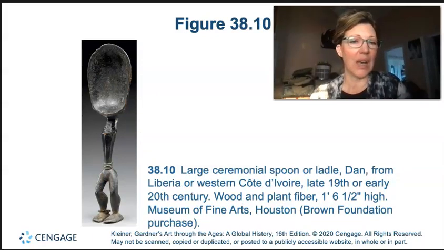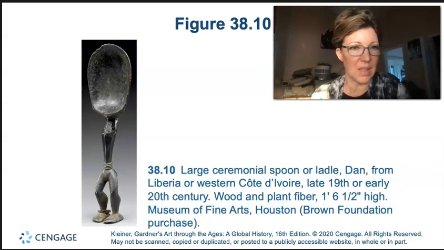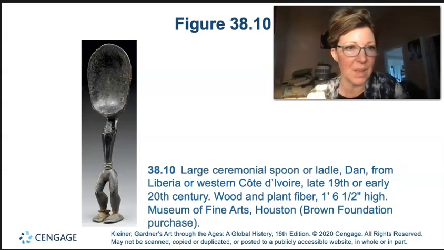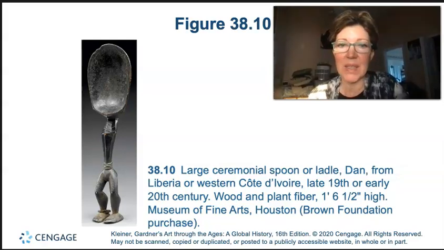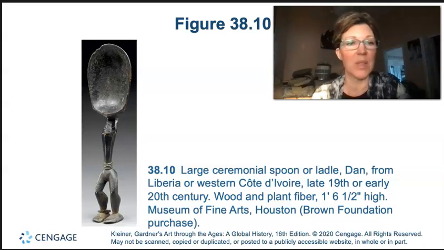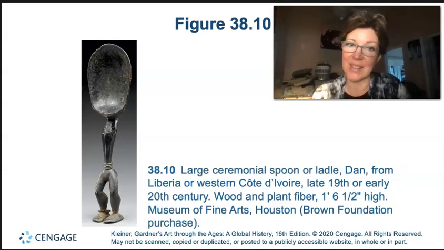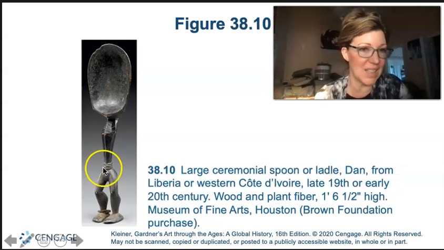It's cool. The large ceremonial spoon or ladle, called a dan, from Liberia or Western Ivory Coast, late 19th or early 20th. It's made of wood and plant fiber. I would have guessed that was made of metal, but nope. Dan ceremonial spoons are a reflection of the rice harvest aspect of daily life. The art form that is not an emblem of kingship of the peoples of Africa is a spoon. So this doesn't mean you're a king, it's just part of daily life. But I love that it has legs.